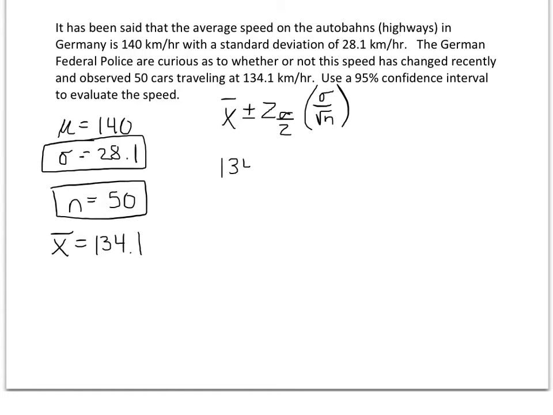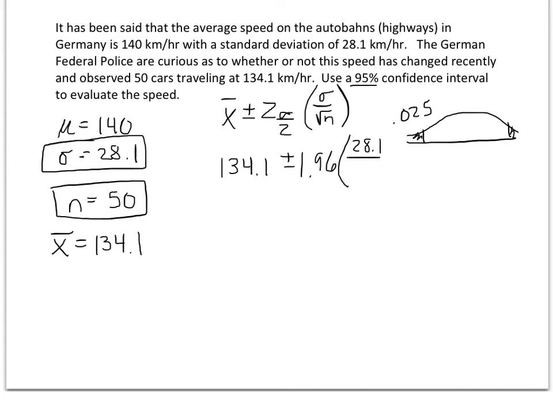So I have 134.1 plus or minus. It's a 95% confidence interval. So if I want to draw a picture that went along with that, I'm cutting off 0.025 on both sides, 5% split evenly, and that's going to give me a value of 1.96. Just use your inverse norm in your calculator to get that. My standard deviation, which is 28.1, over the square root of my sample size, which in this case is 50.